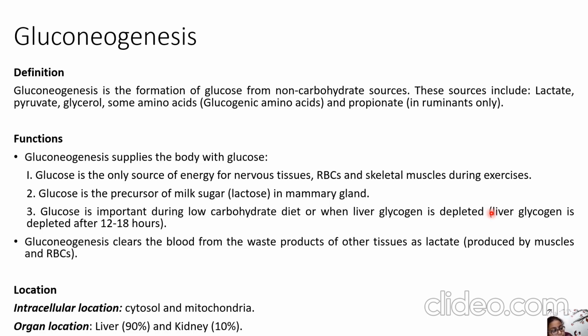Gluconeogenesis clears the blood from the waste products of other tissues as lactate produced by muscles and RBCs. So location will be intracellular, location will be cytosol and mitochondria. Organ location will be liver or kidney.